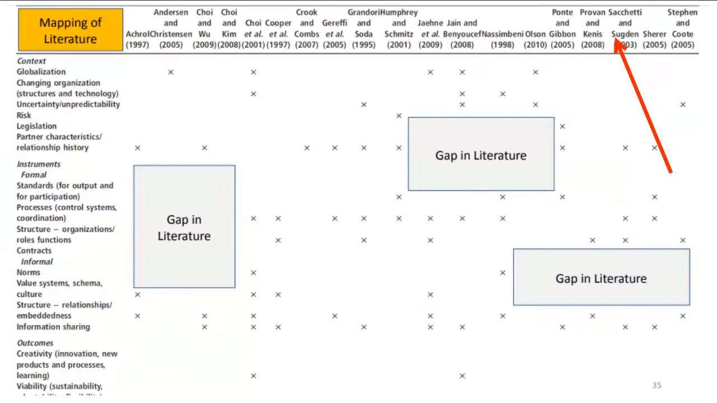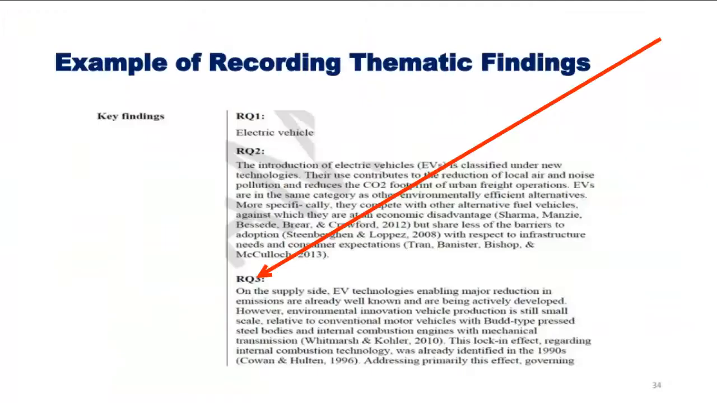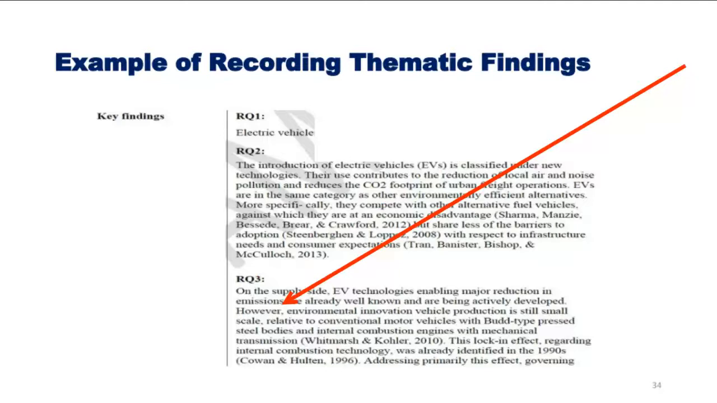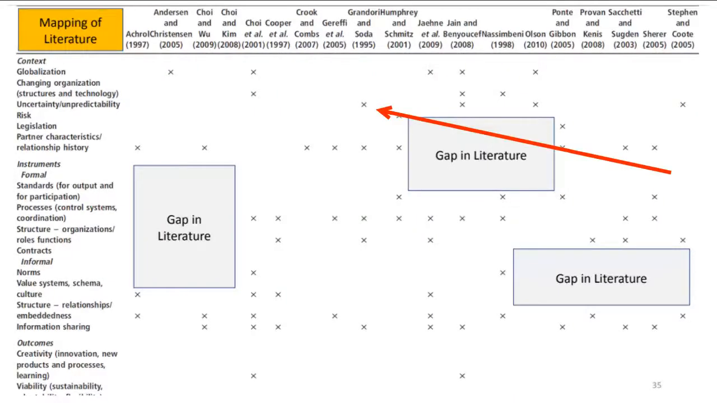So how will you create this? You will create this based on the data extraction that you have completed in your data extraction form. So this is basically the evidence that you will use, which is mentioned here in the data extraction form, to mark this X that you can see on this sheet. All right, so that's basically how you do that.